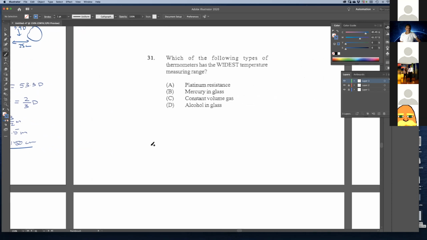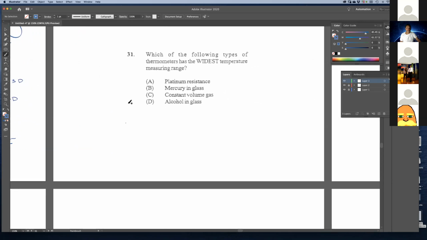Which of the following types of thermometers has the widest temperature range? Absolutely, yes.